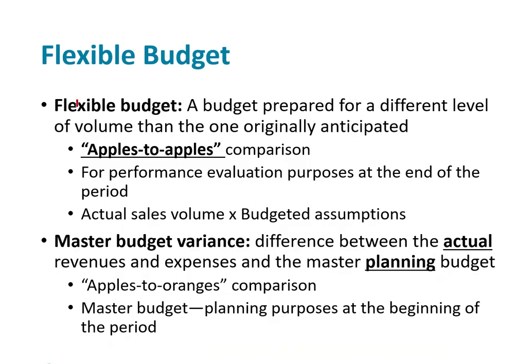All right, now the last part of this chapter has to do with something called the flexible budget. The reason we want to do flexible budgets is a budget prepared for a different level of volume than the original one anticipated. So if your master budget says that you're going to sell 50,000 units and your whole budget's based on that, but you end up selling 40,000, you can see that that's not going to be a very good estimate or a good way to evaluate performance.